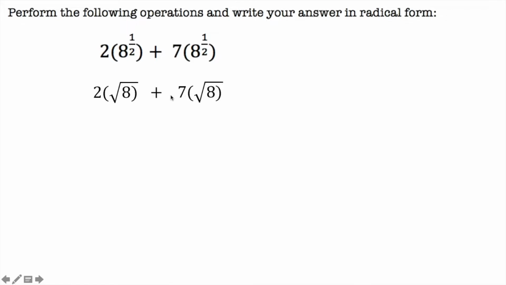Same thing over here, but it's 7 this time because we have 7 in front. So 7 times the square root of 8. And because the square root of 8's both match, you just add the front numbers, and that gives you 9 square root of 8.